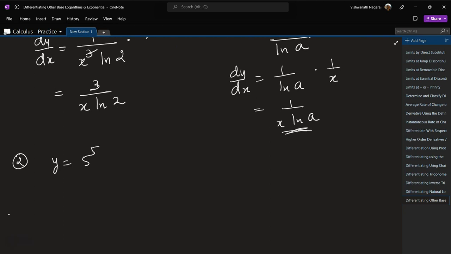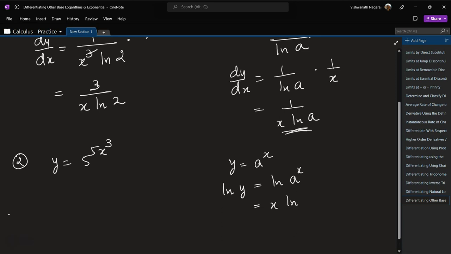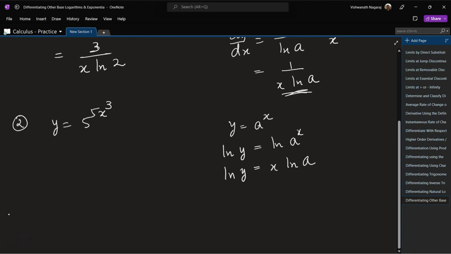Okay, second one, y is equal to 5 to the power of 5x cube. Again, let's look at a simpler form. y is equal to a to the power of x. Now let's take the natural log of both the sides. So ln of y is equal to ln of a to the power of x. Now using logarithm rules, we can write it as x natural log of a. Now let's take the exponentiation of both the sides. Here this will cancel out e and natural log. So we have y is equal to e to the power of x natural log of a.